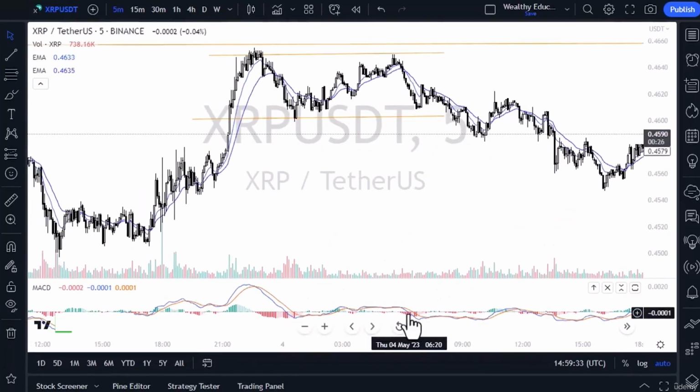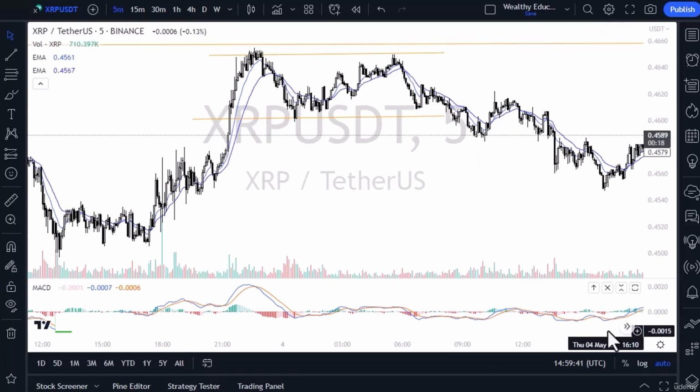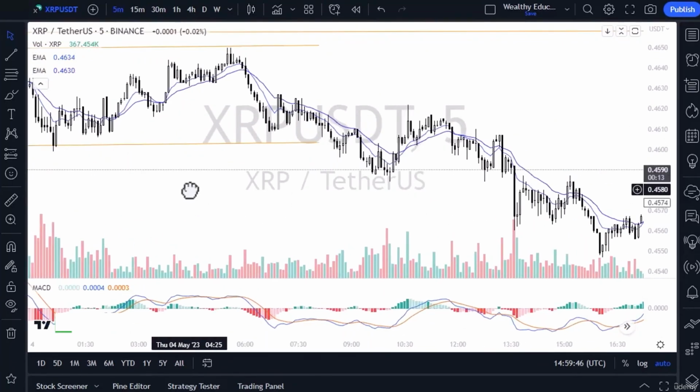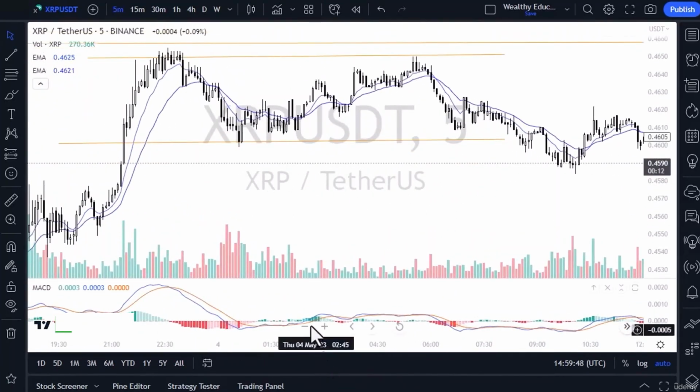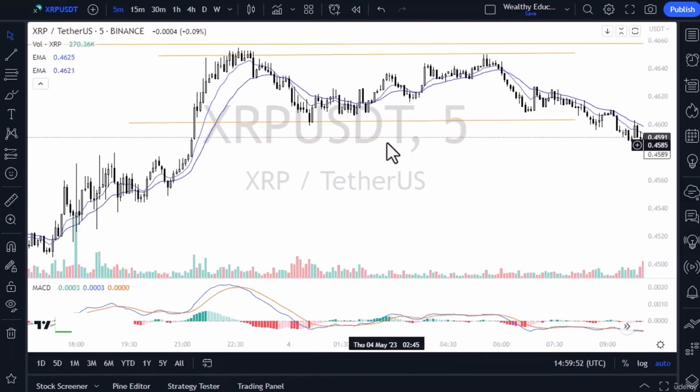MACD crosses the 0 line right here as well. We get a cross over here. We come back, we cross above the 0 line and then back through it. So those are all signals. Not much in the way of divergence per se. There was a little here. You can see price going up, histogram going down.